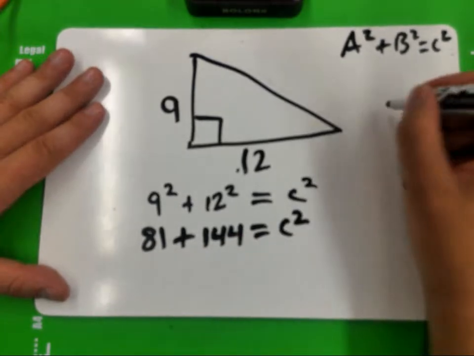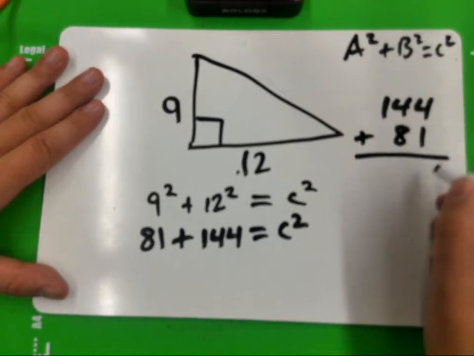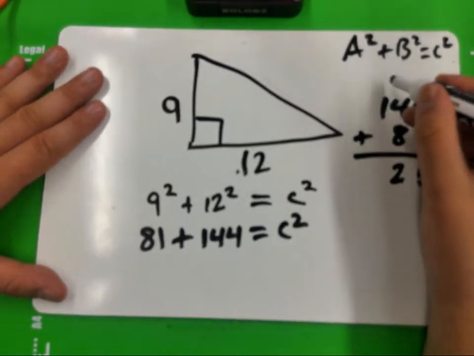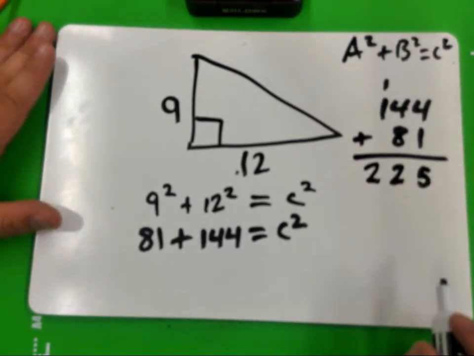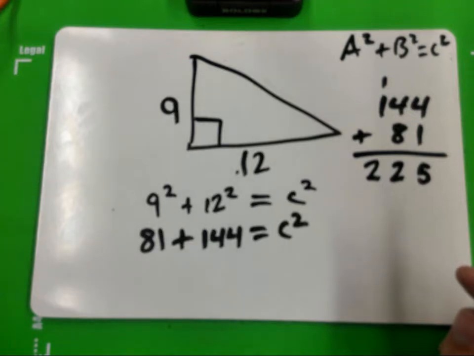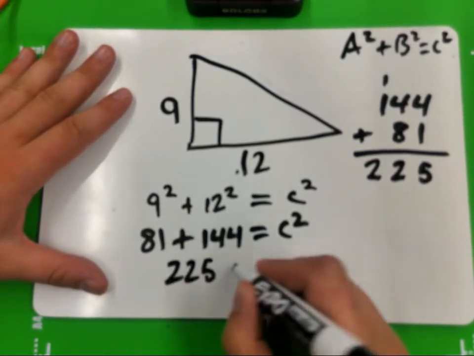Now, 81 plus 144, we can go over onto the side and do this. 4 plus 1 is 5. 4 plus 8 is 12. Put my 2 down and carry the 1. And 1 plus 1 is 2. So the answer is 225. Now, we know that 13 times 13, this is the highest one we worked out in class, is 169, so it's got to be bigger than that. So we know that it's going to be 225 equals c squared.